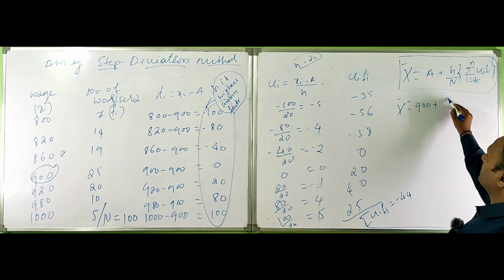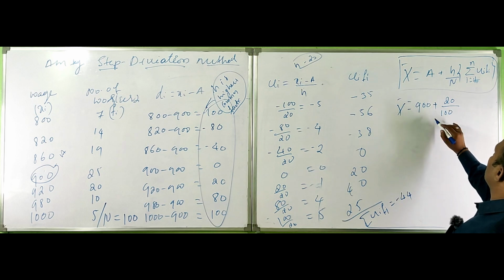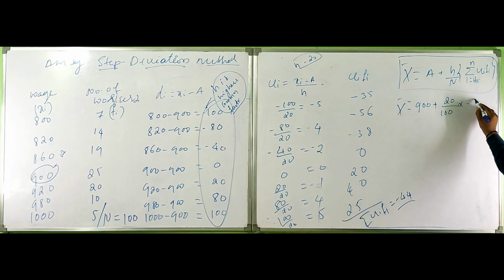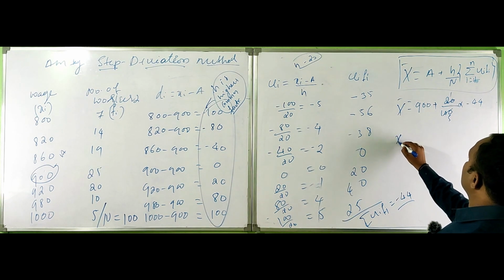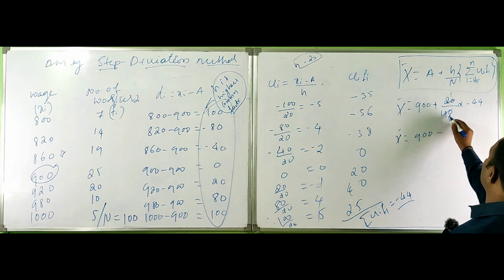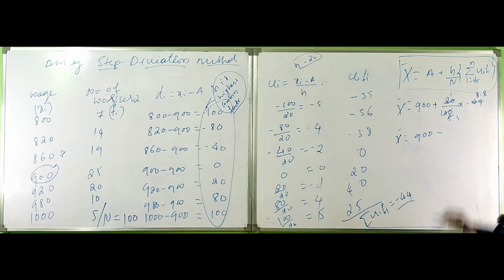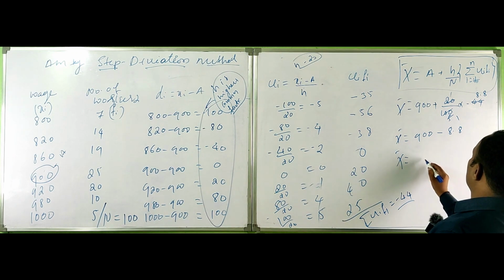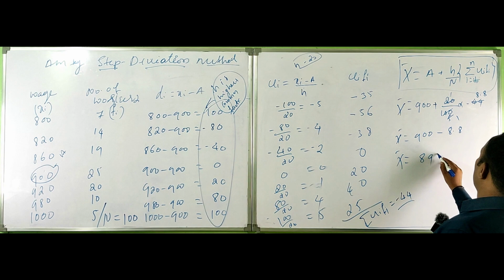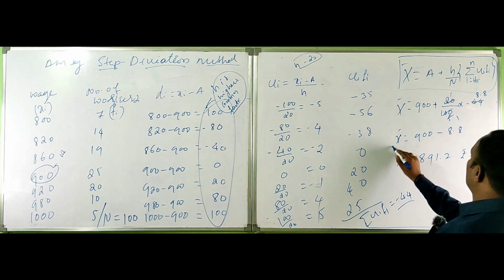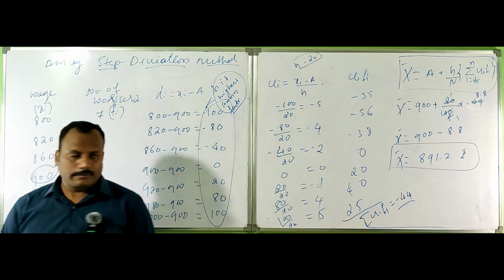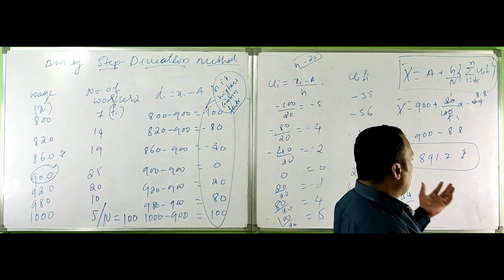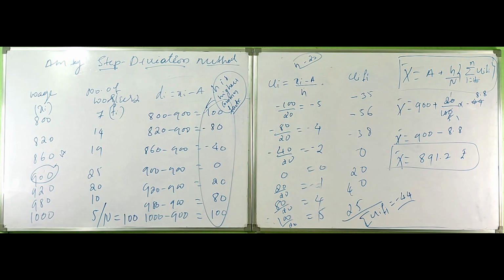900 plus h is 20 by n is 100 into minus 44. So x bar is equal to 900 minus 8.8. So this x bar is equal to 891.2 rupees. Right? 900 minus 8.8 is 891.2 rupees.